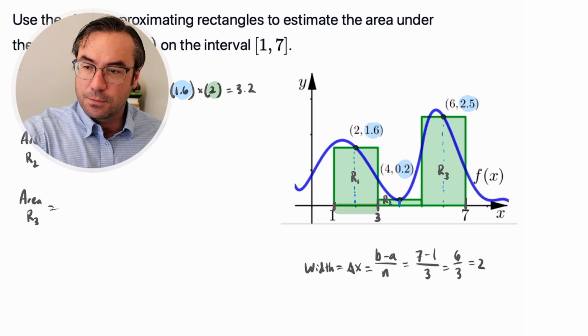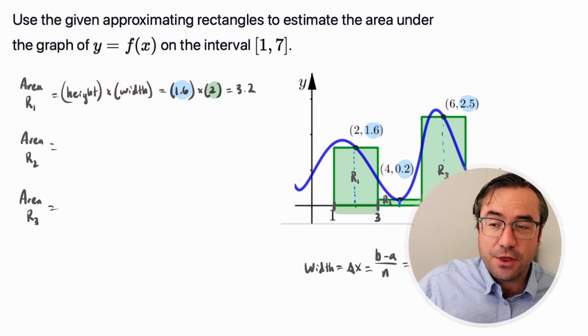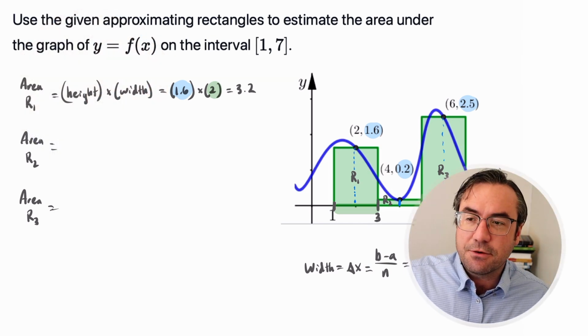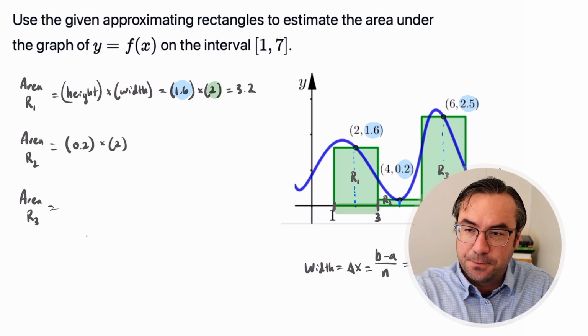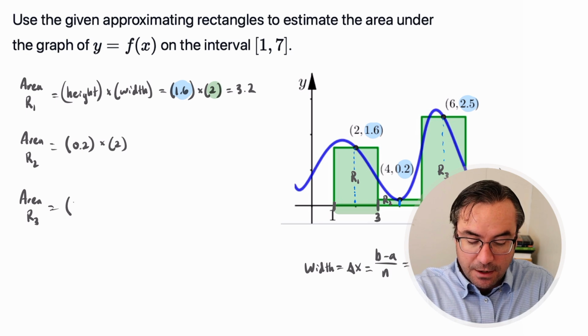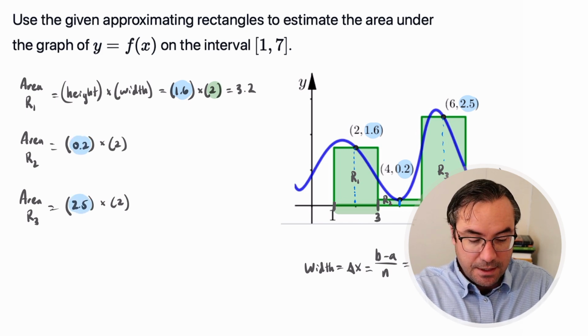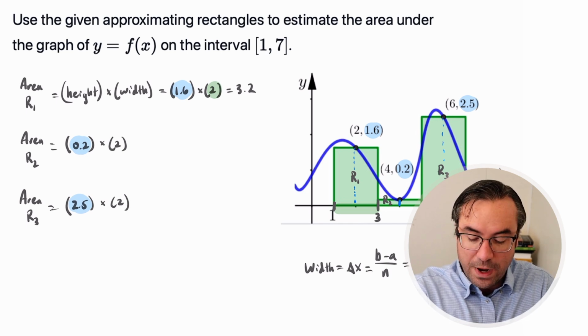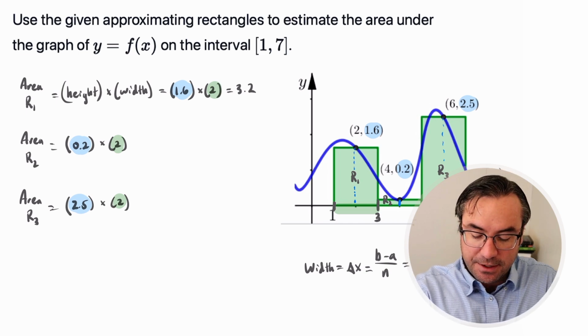All right, so going back, we know what the height is for each of our rectangles, and we know what the width is. So now we can calculate. For rectangle 2, the height is 0.2, and then the width is still 2. And then for R3, our height is 2.5, and the width is still 2. So we've got our heights, and that common width. All right, so what do we get if we calculate these? Well, we get 0.4, and then we get 5.